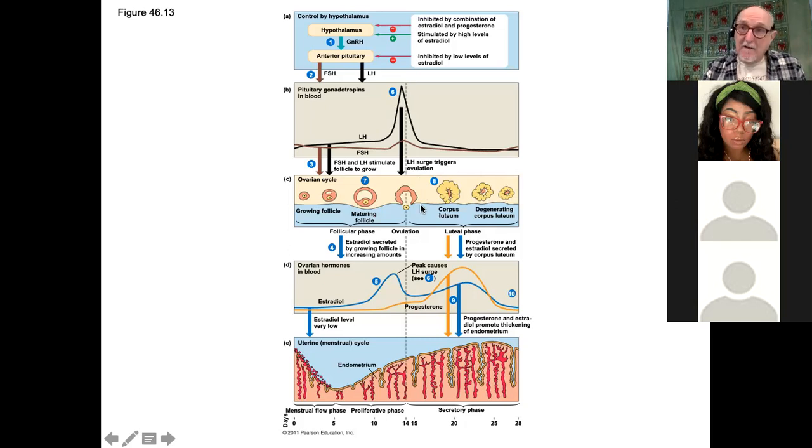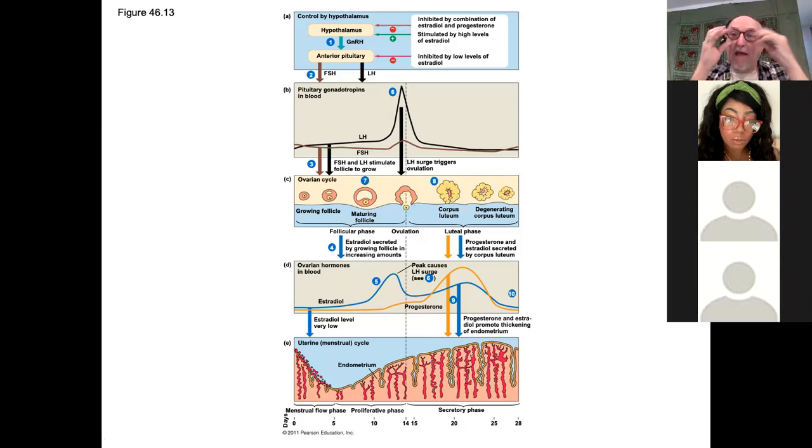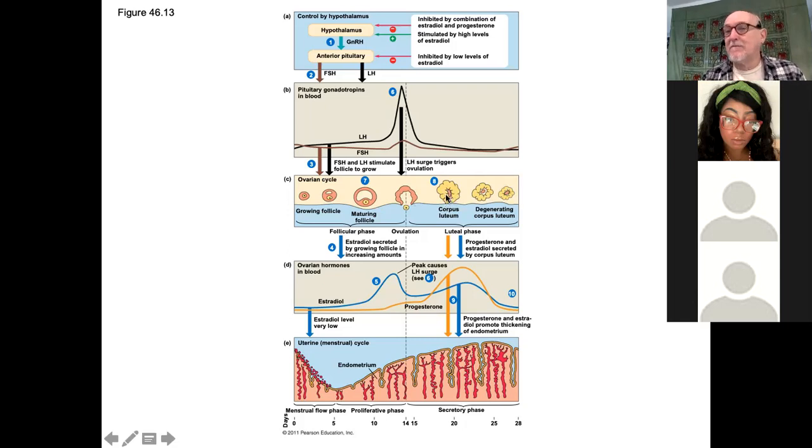But this follicle doesn't just wither away and die. The follicle now metamorphoses, and it turns into this little body here. I'm just trying to make sure I follow the numbers. We got seven, right? Maturing follicle. Eight, it forms the corpus luteum. That follicle now forms this little body called the corpus luteum. And this is where that name luteinizing hormone comes from, because the corpus luteum was originally observed to arise after there had been this burst of luteinizing hormone. Luteus means yellow, and it is literally yellow.